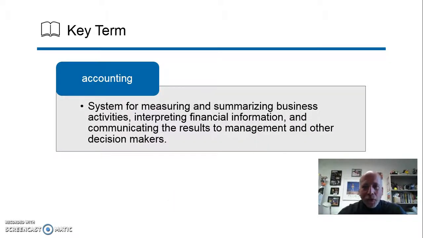A second key term is accounting. Accounting by definition is the system for measuring and summarizing business activities, taking the financial information and interpreting it so that managers and other decision makers know what decisions need to be made.